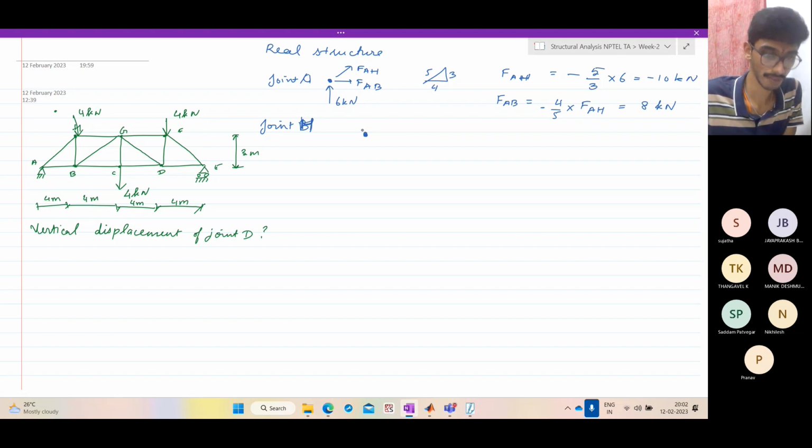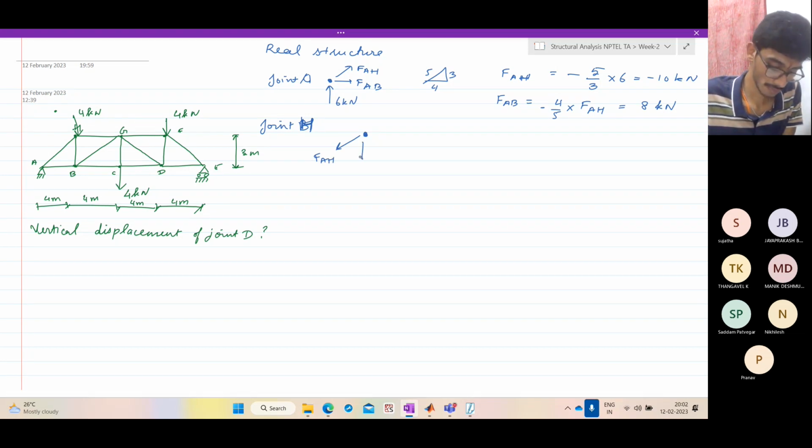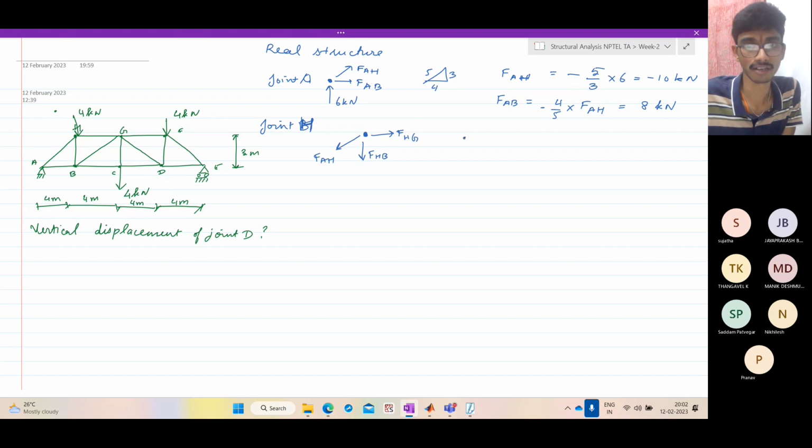At this point, we have a known compressive force, FAH. Vertical is unknown. FHB, FHG. So what do we know? We'll find out the horizontal force first because it's independent and there's a vertical 4 kilonewtons. So if we say sigma Fx equal to 0, we get FHG as compressive FAH into 4 by 5. And FAH is minus 10, which is minus 8 kilonewtons.